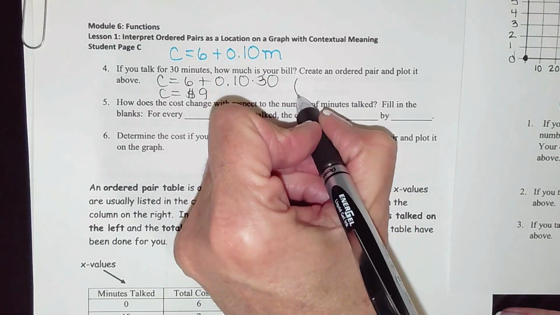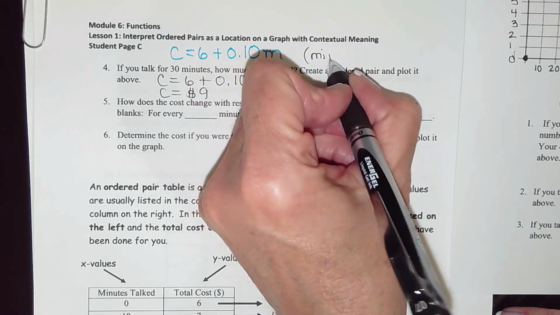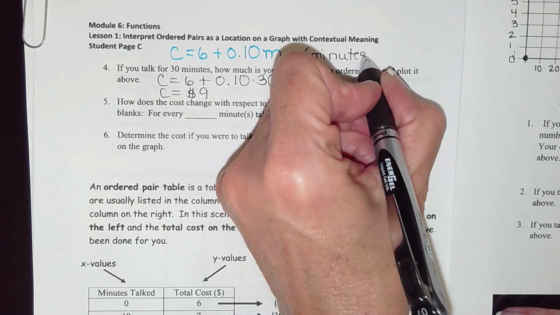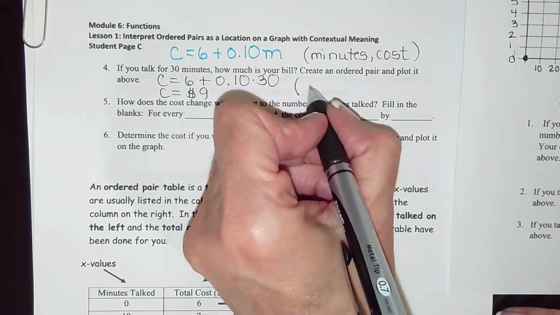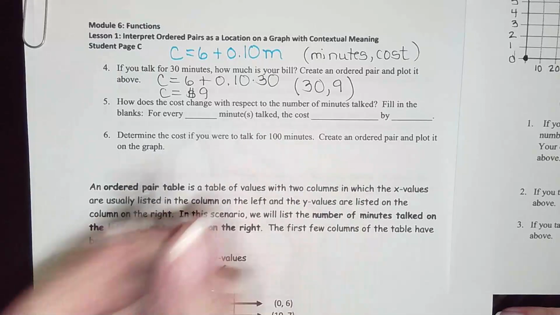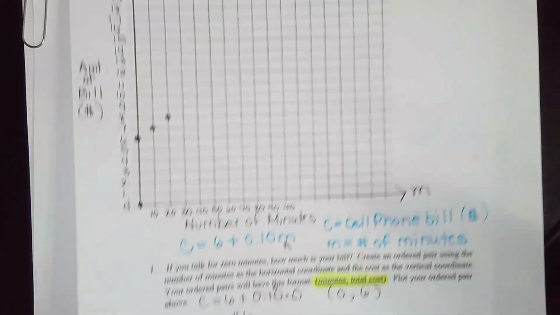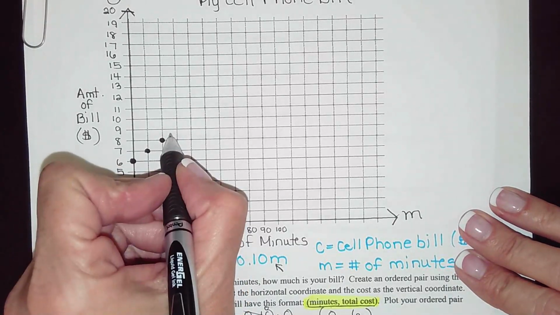Create an ordered pair. Minutes, that's another thing we should bring over. Minutes, comma, cost, just to make sure our ordered pairs are consistent. Minutes, 30, cost, $9. And then we go back to the front page and we plot 30 and $9.